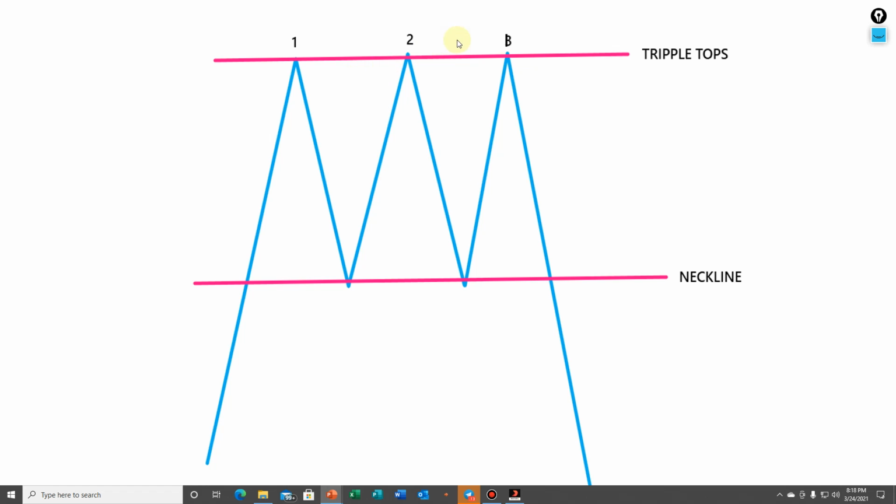So another one is the triple tops. 1, 2, 3. It gets its name from there. So we have price moving. First touch goes down, goes up. Second, then third touch, and it continues to go down. So now the neckline is here as usual, and that is where the triple tops are.